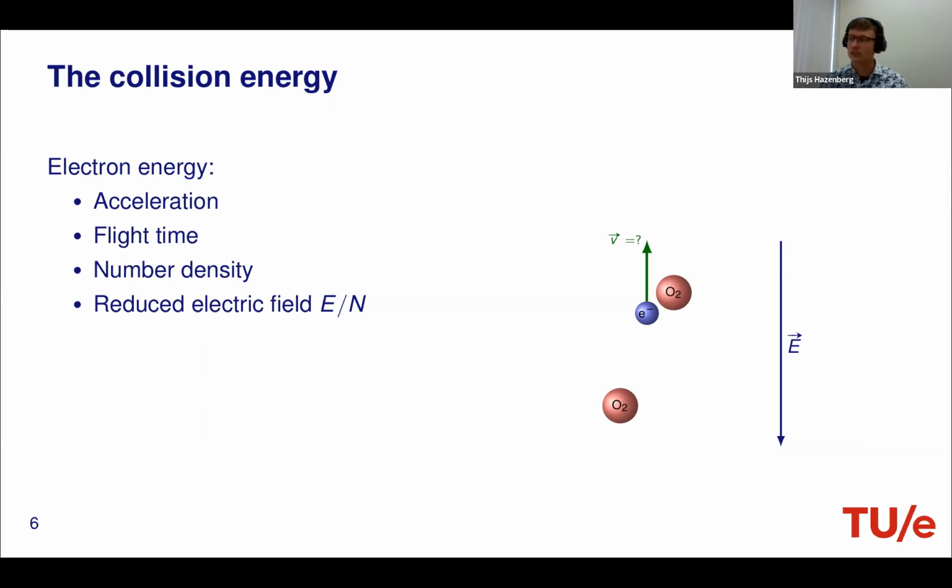And what in plasma physics is generally defined is a reduced electric field. It's the electric field divided by the number density of molecules. And what you will see is that a lot of plasma behavior collapses onto one curve when you compare it in terms of reduced electric field.